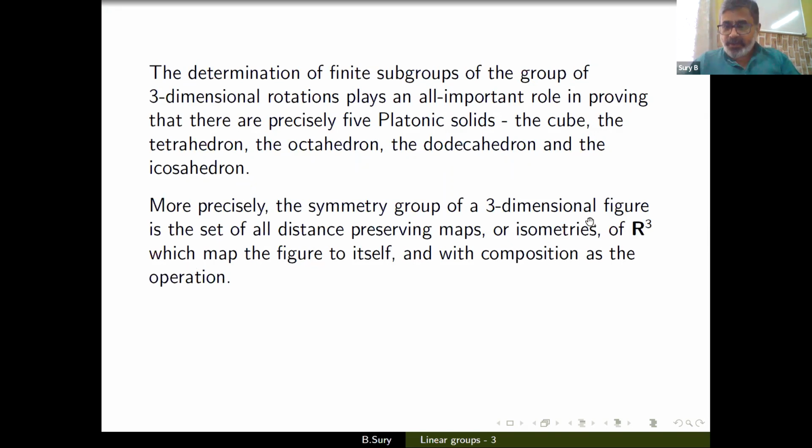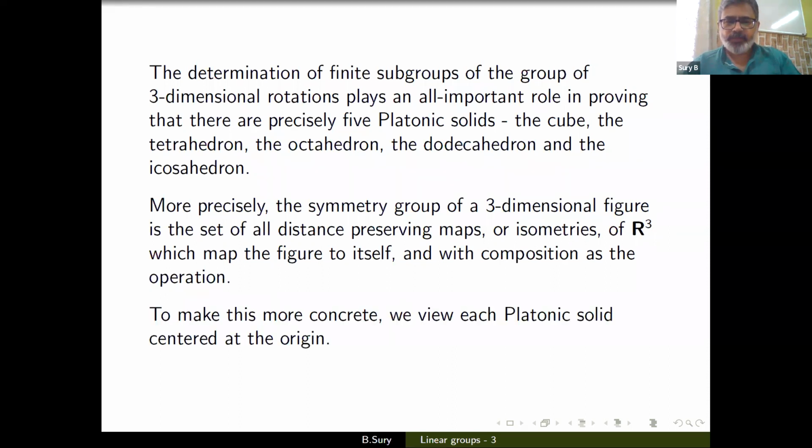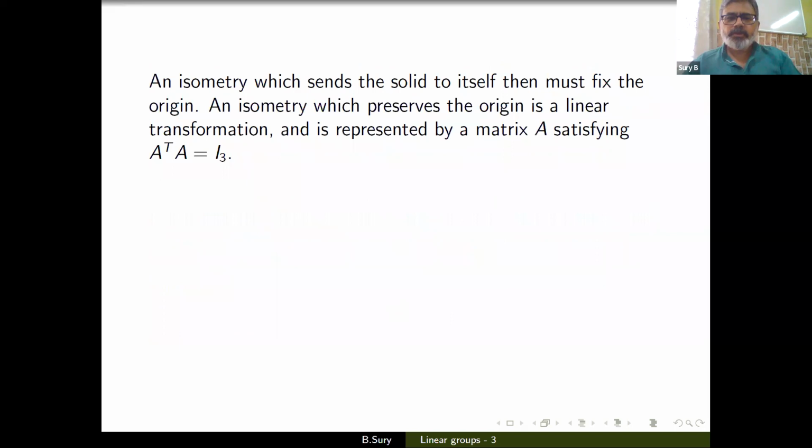The symmetry group of a 3-dimensional figure is the set of all distance-preserving maps, or isometries, of R3, and we know that is nothing but O3, once the origin is taken to the origin. To make this more concrete, we view each Platonic solid as centered at the origin. So an isometry which sends a solid to itself must fix the origin. Symmetry of the solid means the center should be fixed. That means it's an isometry fixing the origin.